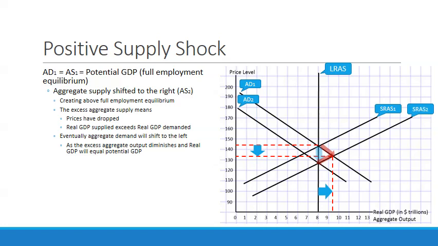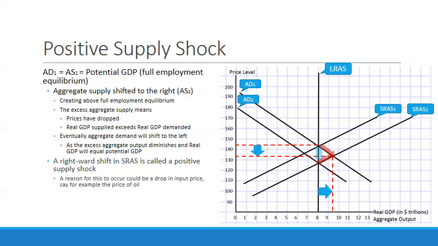So it's a positive supply shock. A rightward shift in short-run aggregate supply is called a positive supply shock. A reason for this to occur could be a drop in input price, say for example oil. So if input prices fall, and this is one of the things we talked about, then that means that producers can supply more at the same price. And so that's what happens.